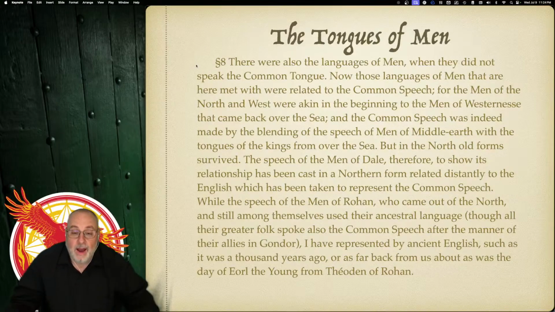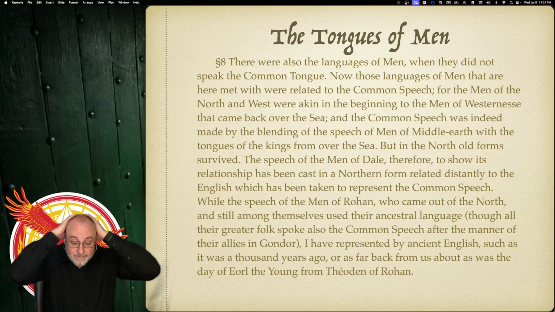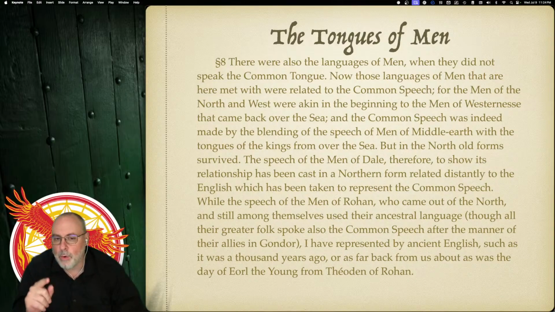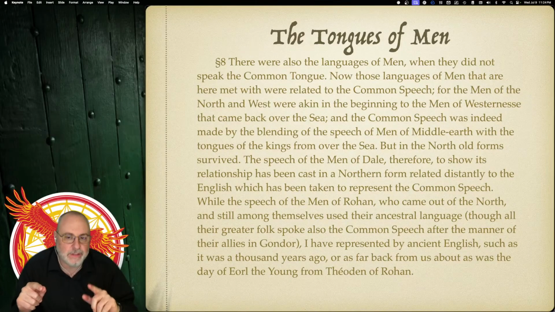Okay. All right. Having gotten over that hurdle, let's move forward. There were also the languages of men when they did not speak the common tongue. Now, those languages of men that are here met with were related to the common speech, for the men of the north and west were akin in the beginning to the men of Westernesse that came back over the sea.